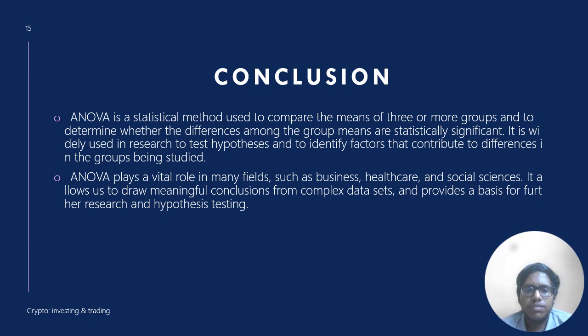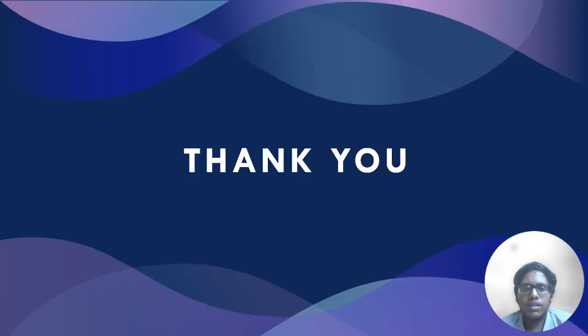In conclusion, ANOVA is a statistical method used to compare the means of three or more groups and to determine whether differences among the group means are statistically significant. It is widely used in research to test hypotheses and to identify factors that contribute to differences in the groups being studied. ANOVA plays a vital role in many fields such as business, healthcare, and social science. It allows us to draw meaningful conclusions from complex data sets and provides a basis for further research and hypothesis testing.